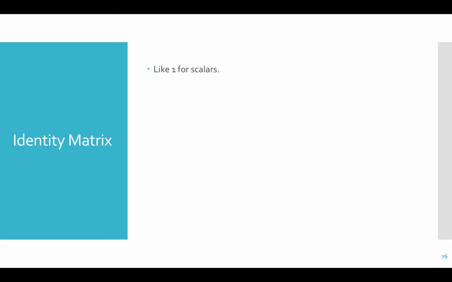Now, what is the identity matrix? The identity matrix is like 1, but it's for matrices. So when you multiply a scalar by 1, you get the scalar back. When you multiply a matrix by the identity matrix, you get the same matrix back. So it's just 1s along the diagonal. It's an n by n matrix, and it's 1s along the diagonal. So the 2 by 2 looks like that. The 3 by 3 looks like that. What does the 2 by 3 look like? There is no 2 by 3 because the inverse matrix is always square.